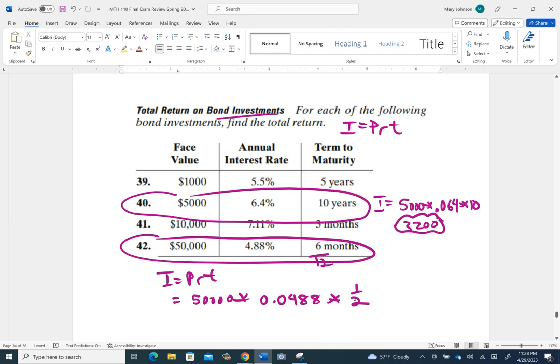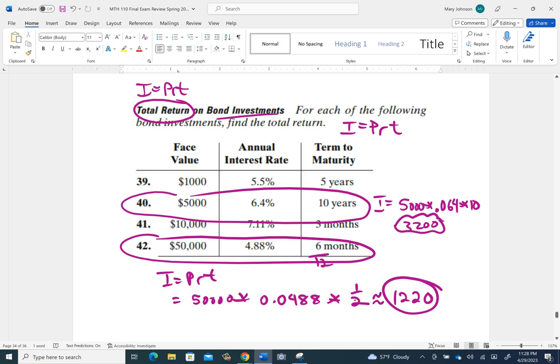So I'm taking 50,000 times 0.0488 times a half. And I get that the interest earned would be about $1,220. And that would be what they mean. Total return is just simple interest. Okay. And then just one last one.